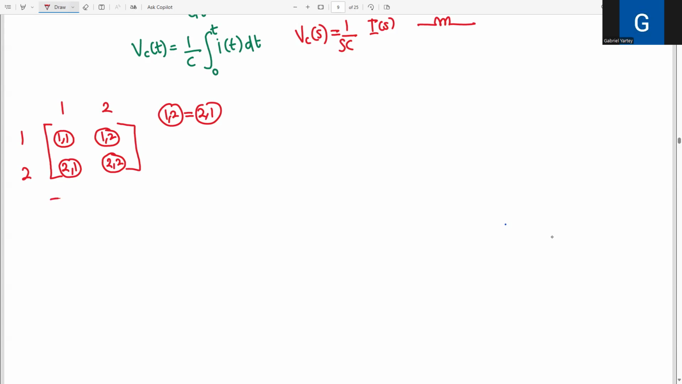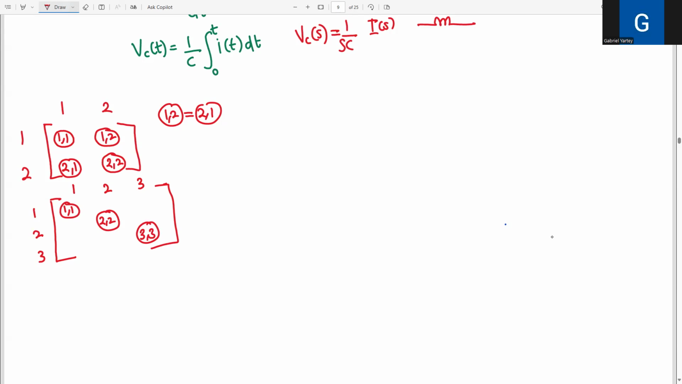Likewise, if it's a 3 by 3 matrix, you have the first column, second column, third column, and first row, second row, third row. Position index 1,1 is going to be every impedance present in mesh 1. Position index 2,2 is going to be every impedance present in mesh 2. Position index 3,3 is going to be every impedance present in mesh 3.